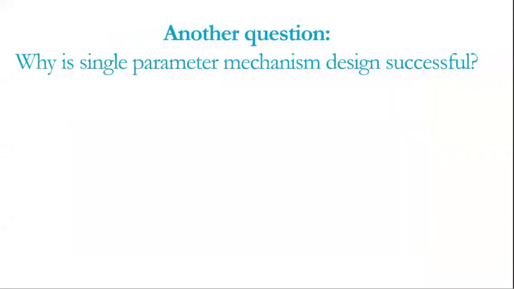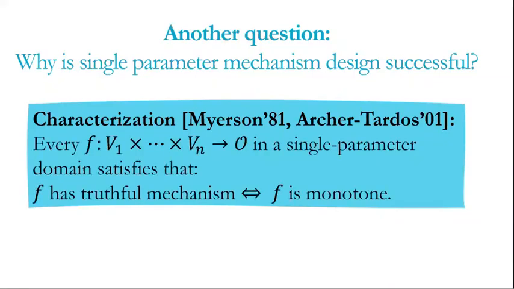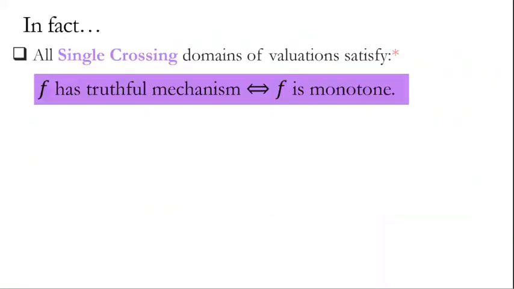And another question that we might be tempted to ask, given these findings, is what makes mechanism design in single parameter domains so successful? A common explanation for that is that single parameter domains satisfy the well-known characterization that says that a function has a truthful mechanism if and only if it is monotone. But in fact, we show that there is a richer class of valuations that satisfy this characterization.